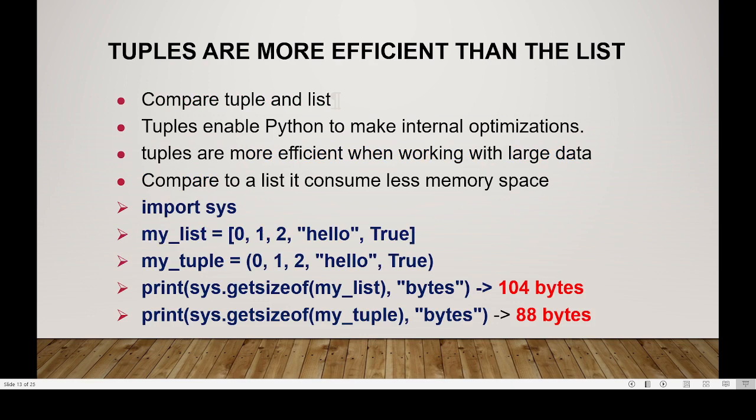For example, if 2 variables are there, one list and one tuple containing the same elements, here I have used 0, 1, 2, hello, True, and then I have checked the space in terms of bytes of both list and tuple using the getsizeof function of sys. The list is showing 104 bytes, whereas tuple is showing 88 bytes.